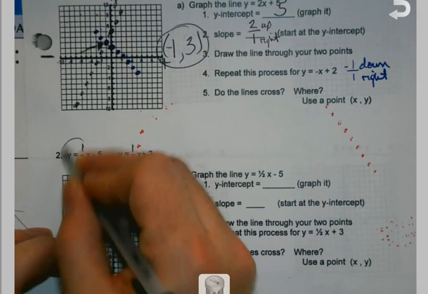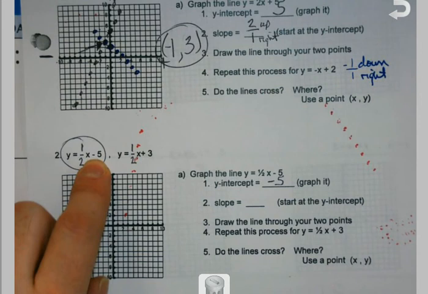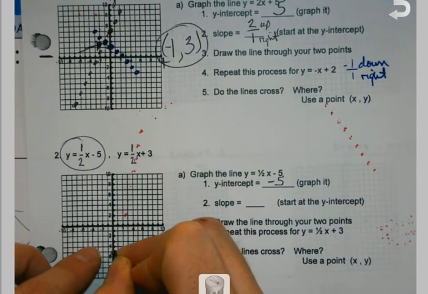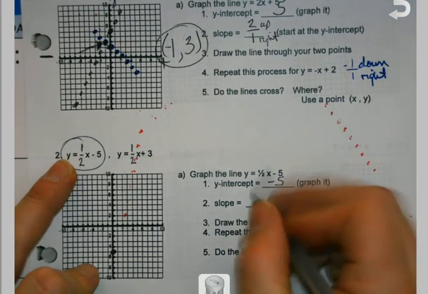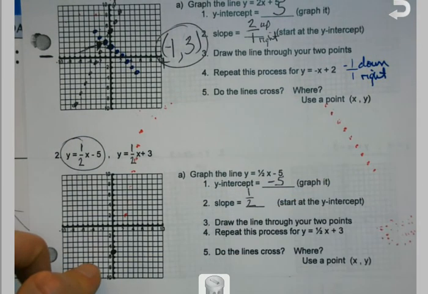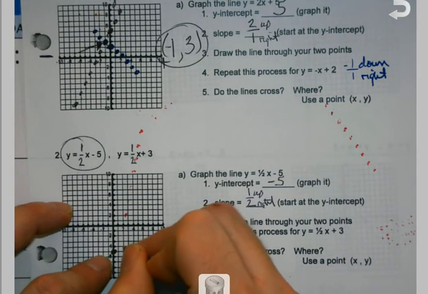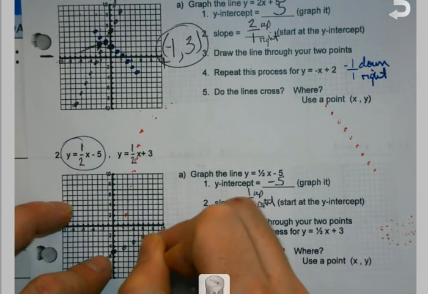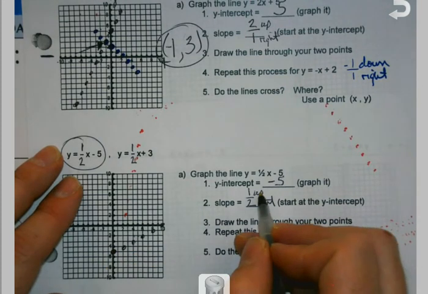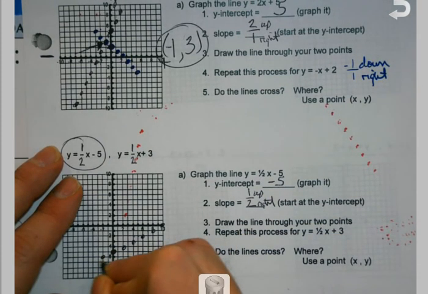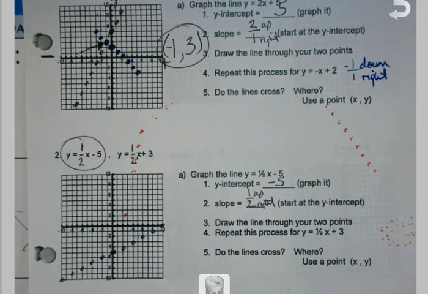So I look at the first one, and I say, okay, the y-intercept's here on the end. It's -5. I can't lose the negative, because that'd change my answer. It's negative, so I go down. Put a big old dot. My slope is 1/2. Up and right. Up 1, right 2. And if I run out of room there, just opposites. Down and left. Ooh, that's a lot of dots. Lots of dots.